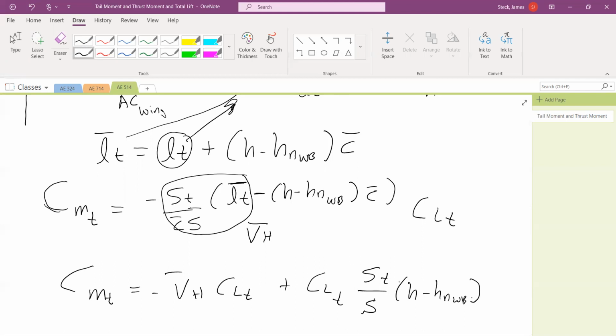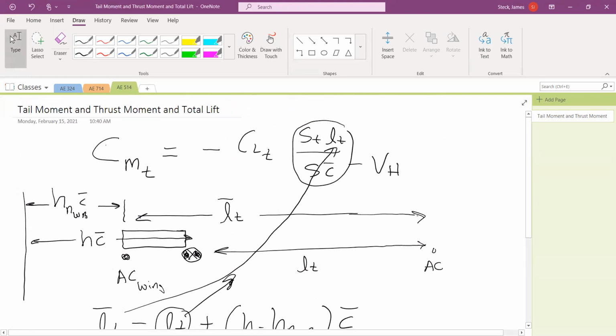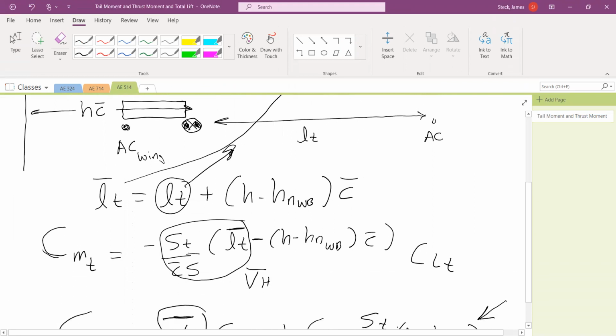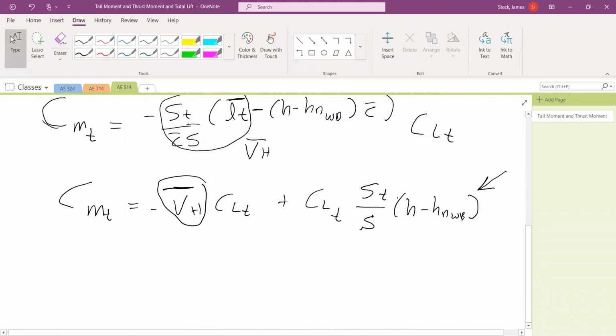So sometimes this is nice to use, and in fact in the text and in class we will use the version in terms of VH bar sometimes, and we use the version in terms of VH sometimes. So that's two expressions, this one and the one above, for the pitching moment of the tail. And we'll need to add that to the pitching moment of the wing. We're not going to do that today. That will give us the total pitching moment.